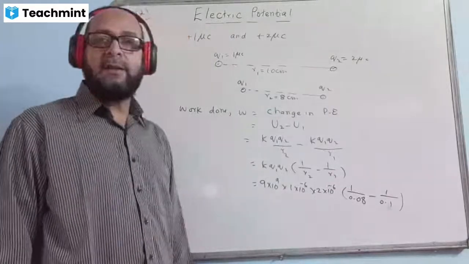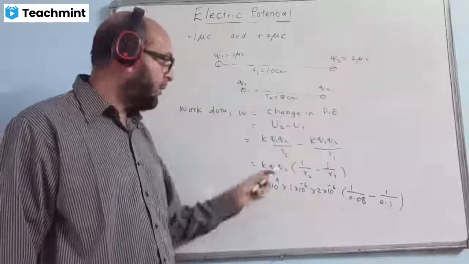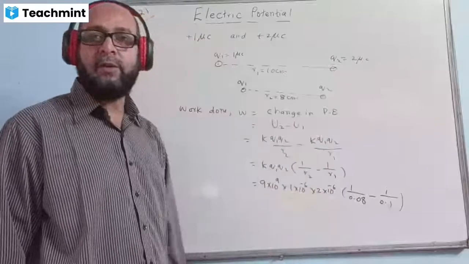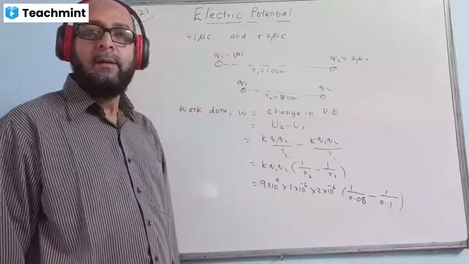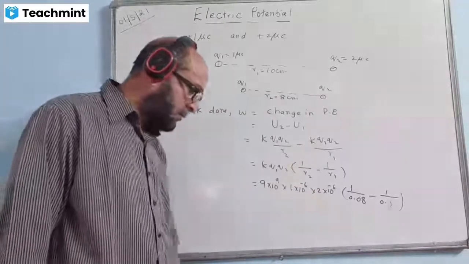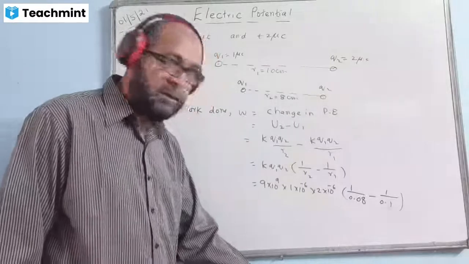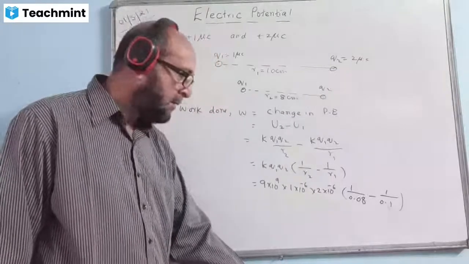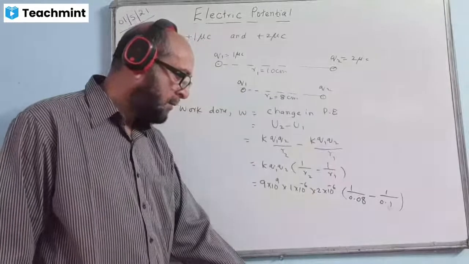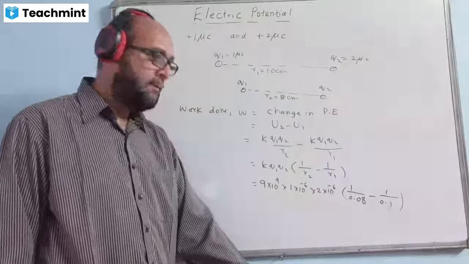If any of the charge is negative, suppose Q2 is minus, they will put a minus sign also here and do the calculation. Has anybody found the answer? You have a calculator there with you. Answer will come something like 0.00 something.